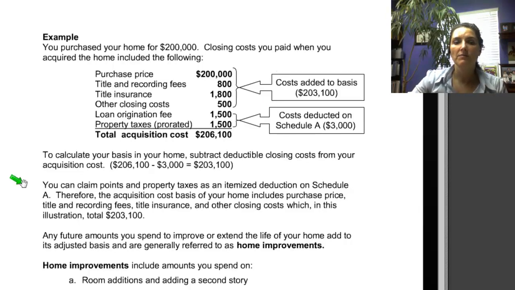So you can claim points and property taxes as an itemized deduction on Schedule A, and therefore the acquisition cost basis of your home includes the purchase price, title and recording fees, title insurance, and other closing costs, which in this illustration total $203,100. Now, any future amounts you spend to improve or extend the life of your home add to its adjusted basis and are generally referred to as home improvements.